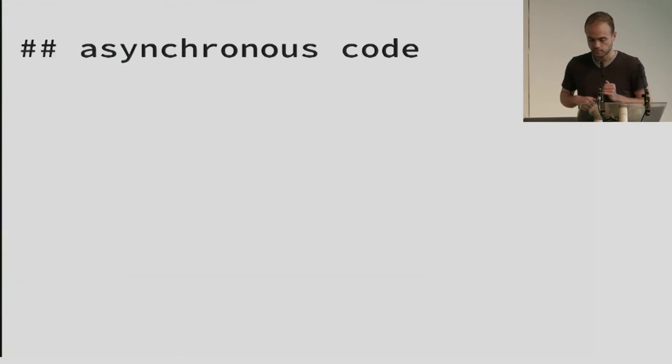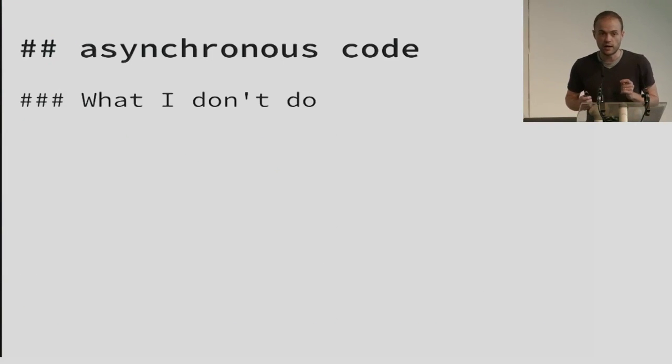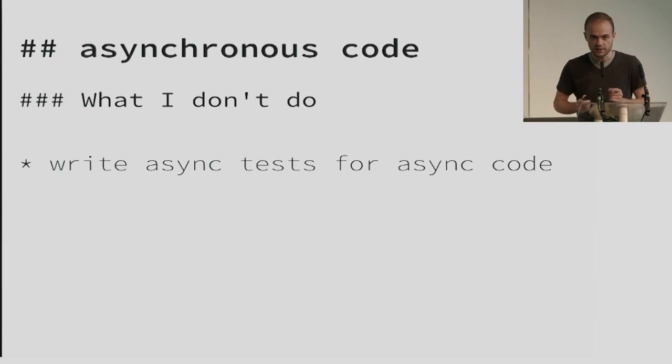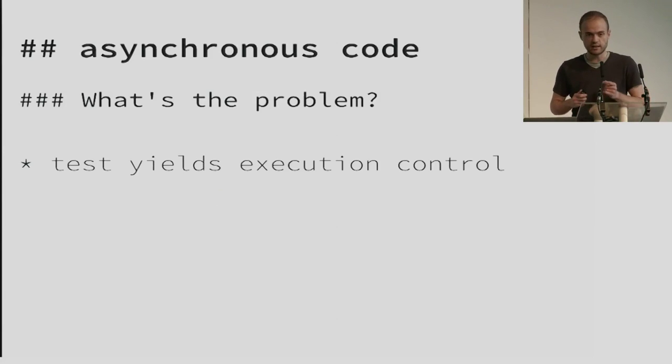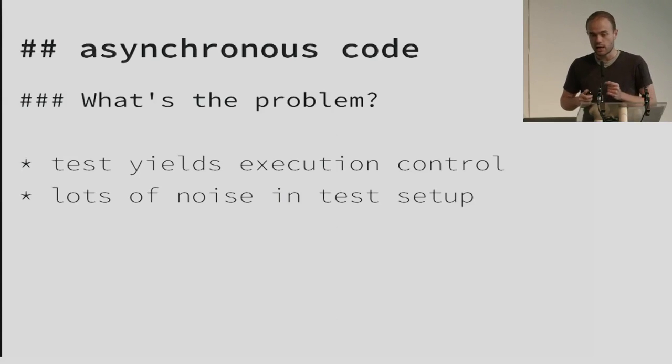Talk a little bit about asynchronous code. First of all, what I don't do is I don't write asynchronous tests of my asynchronous code. And again, I'm talking about unit tests. The problem with this is that it yields execution control. A test, ideally, is a script of this happens, then this happens, then this happens. It's very deterministic. And if you yield execution control, you lose that flow. If you try to regain that flow, you typically add a lot of noise to your test setup. And it can become confusing.